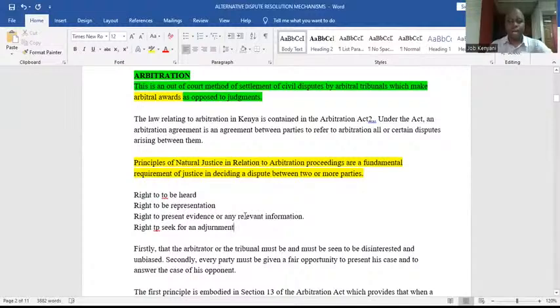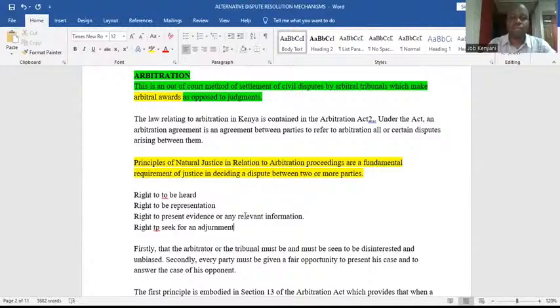When you are being heard before this arbitration body, you can be given the right, for example, to present your evidence, or the right to be represented by a person. You cannot be denied that right, because those are the fundamental principles of natural justice. If you go to any court, you have the right to be represented. So they are usually applied by the arbitration bodies.